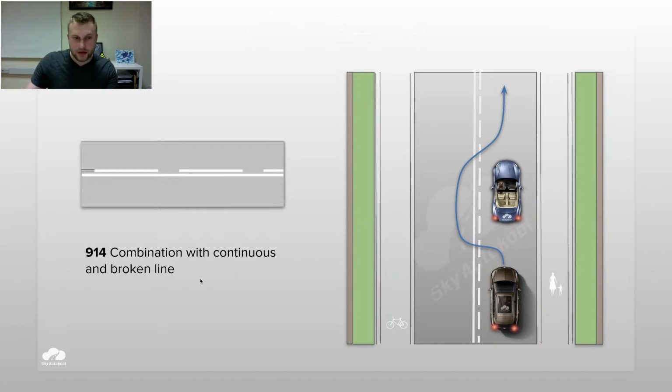Sometimes we have a combination of continuous and broken line. Basically it means that if on this side it's solid, on the right side it's breakable, you see. In that case, if it's a breakable line on my side, I can cross it and make an overtaking, for example. But if you look at this picture otherwise, if we are driving on this side, we cannot make overtaking because we have a solid line in that case.